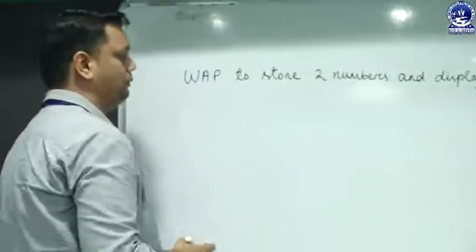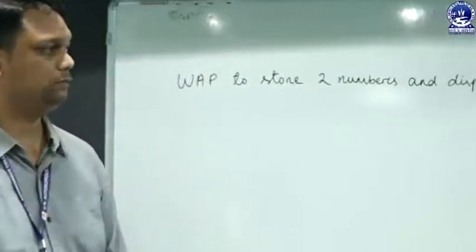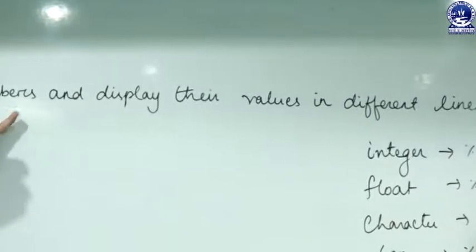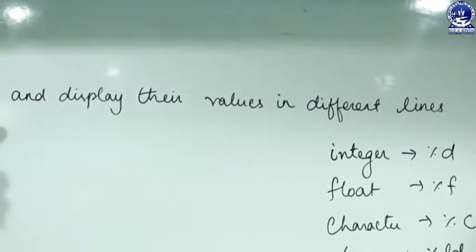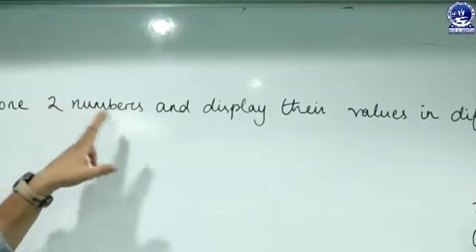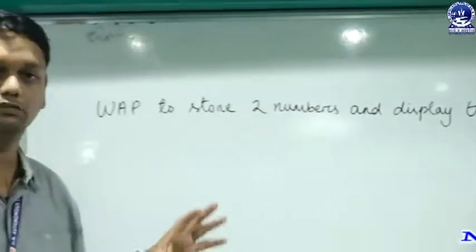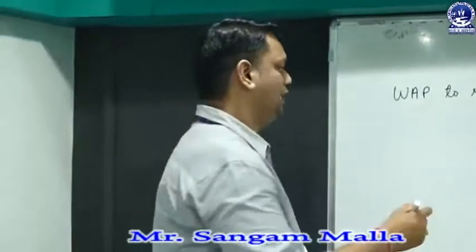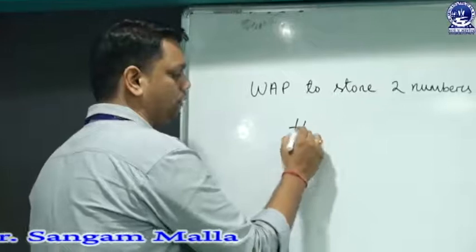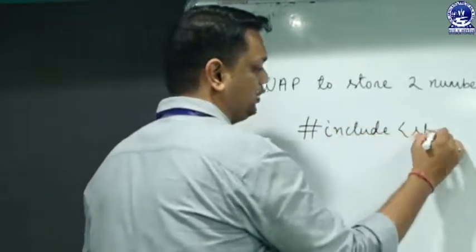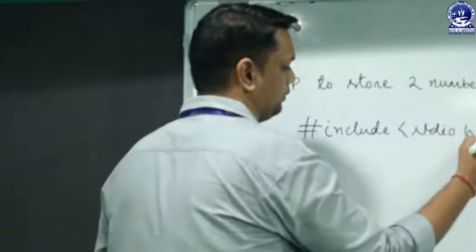So, we have the program as: store two numbers and display their values in different lines. First part is that we have to store two numbers. So, how to store two numbers? If we want to store some values, we must store them in a variable. As per the structure of a C program, we must start with #include <stdio.h>, that is a standard input output header file.